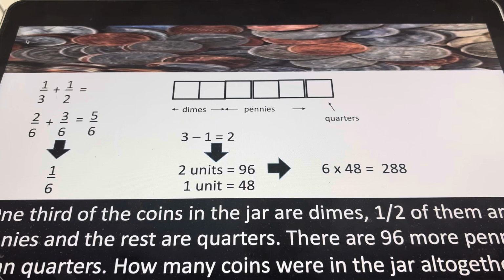So remember, we had 6 of these boxes. Each one is 48. 6 times 48 is 288 coins. That's how many coins were in the jar at the very beginning.